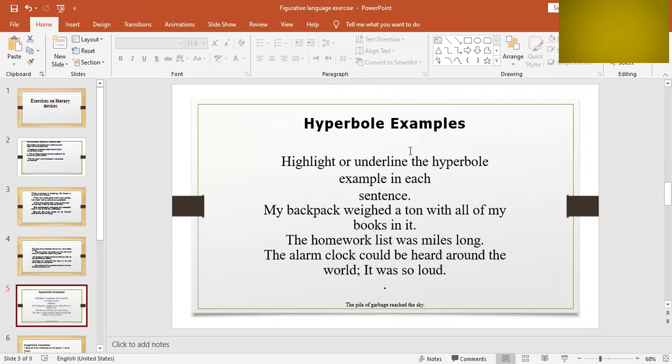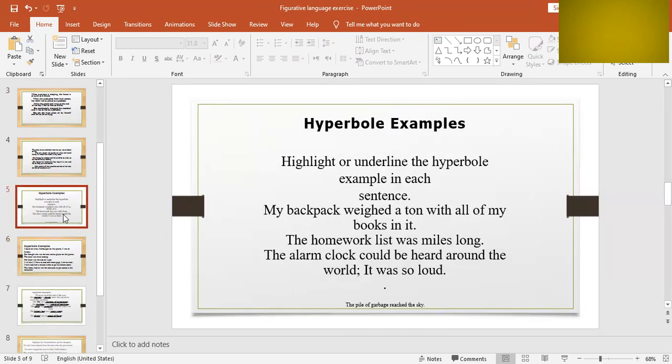Hyperbole example. Highlight or underline the hyperbole examples in each of these sentences. What do you mean by hyperbole? To exaggerate. My backpack weighed a ton with all my books in it. No bag weighs a ton, but it means it was very, very heavy. It exaggerates the heaviness of the bag.